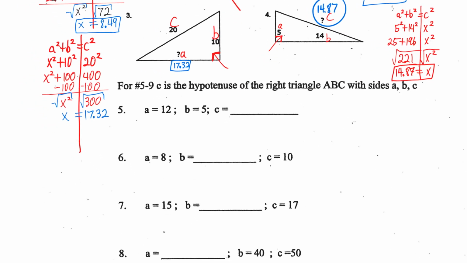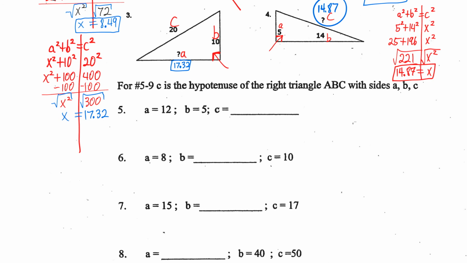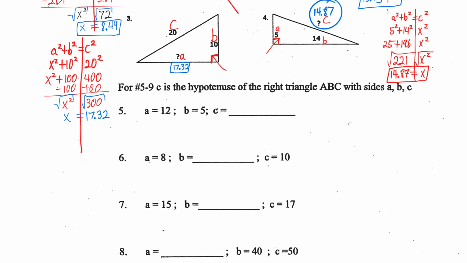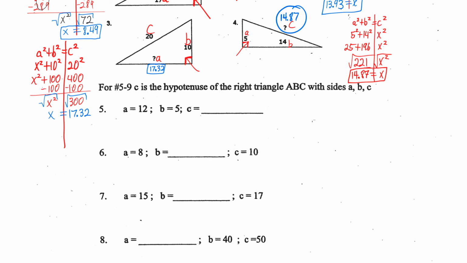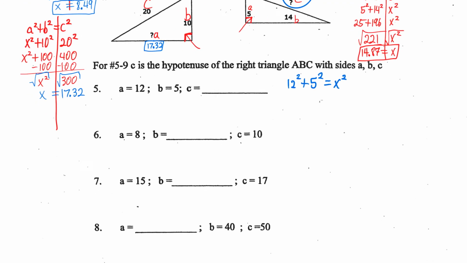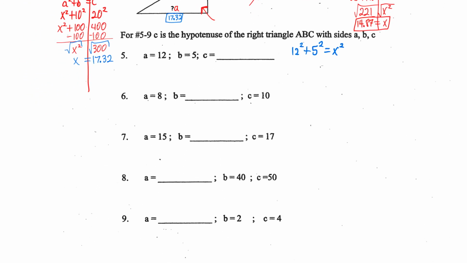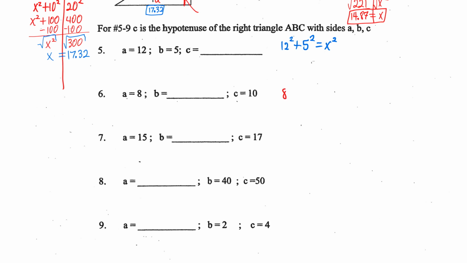Okay, so like on the rest of these, it's even easier because you know exactly what you're missing. So on this one, we're missing C. So if I were to set that up in the Pythagorean Theorem, what's that going to look like? 12 squared plus 5 squared equals x squared. Good. Actually, we're not going to work that out. Let's just set them up. So on number 6, how would I set that up? 8 squared plus x squared equals 10 squared. Very good. We'll set up 7. 15 squared plus x squared equals 17 squared.